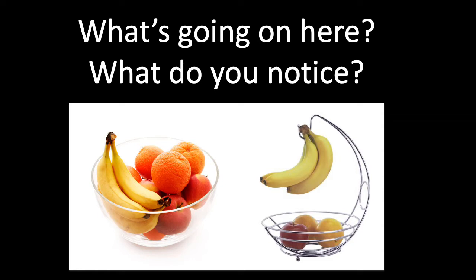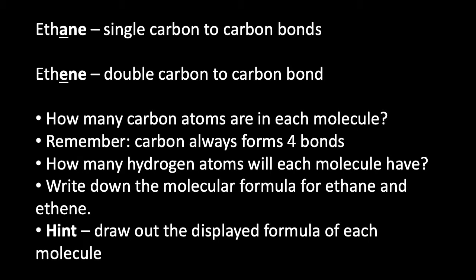So the fruit basket with the hook on the right hand side where you can hang your bananas is a very, very clever design because it stops the ethene building up in the bowl over-ripening the other fruit. The ethene is able to blow away effectively and won't fall onto the fruit below. Ethene is an alkene compared to ethane, which is an alkane. Ethane contains single carbon-to-carbon bonds, whereas ethene contains a double carbon-to-carbon bond.